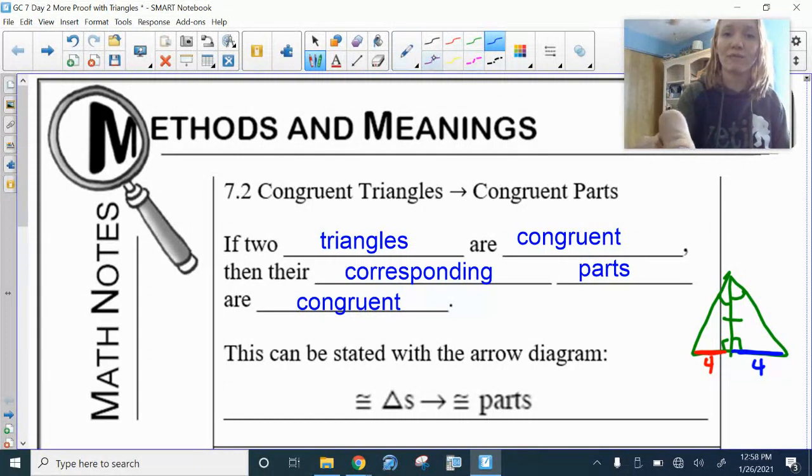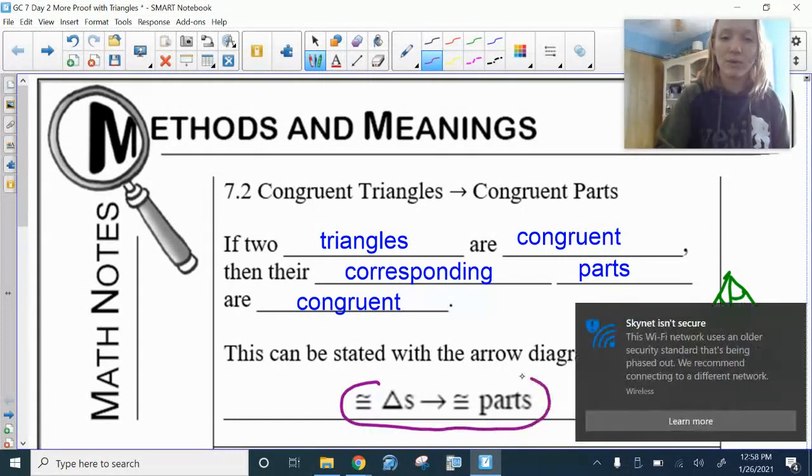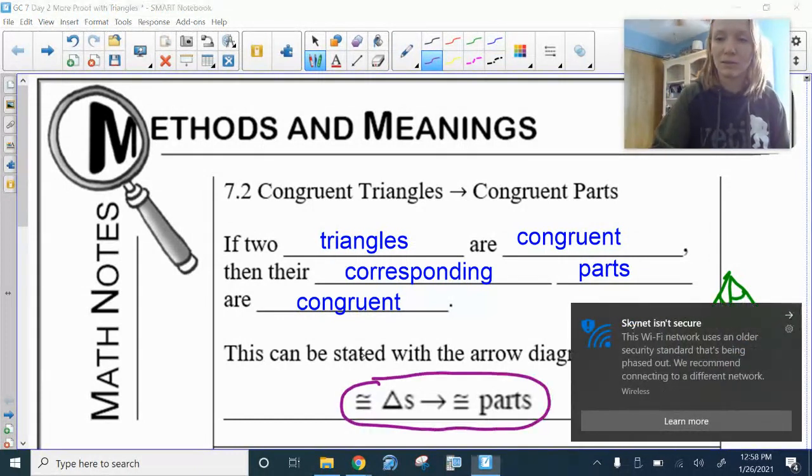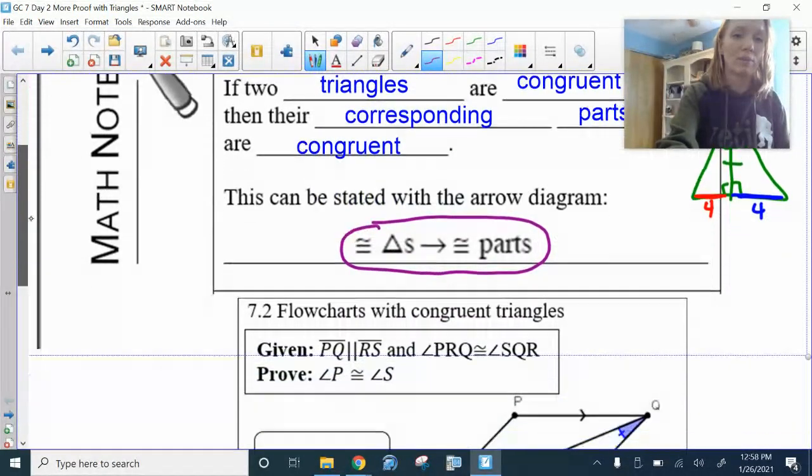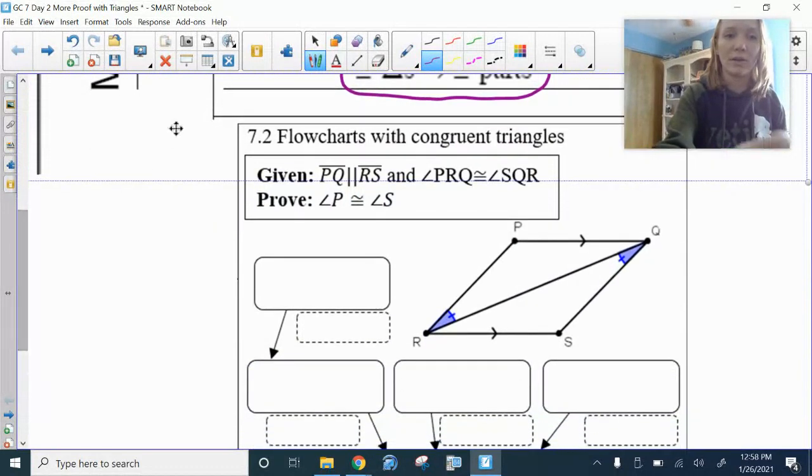So we have a shortcut for writing that. We put it like this. We say congruent triangles imply congruent parts. So if the triangles are congruent, then all of their parts are congruent. That's all that means.